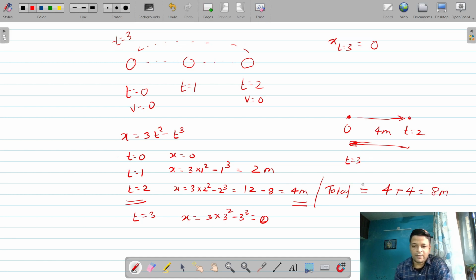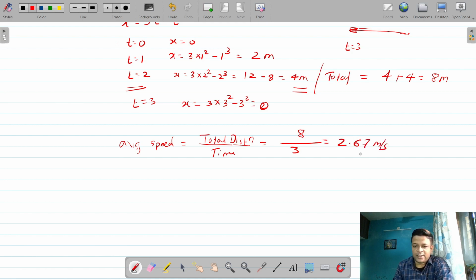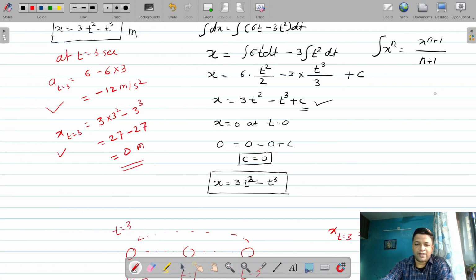So this is the total distance traveled by the particle, and the average speed can be calculated using the formula speed is equal to distance traveled divided by time. So total distance divided by total time. So what is total time here? 3 seconds. Total distance covered is 8 meter. So it is equal to 2.67 meter per second. This way we can find out the average speed, total distance traveled by the particle, and the required values.